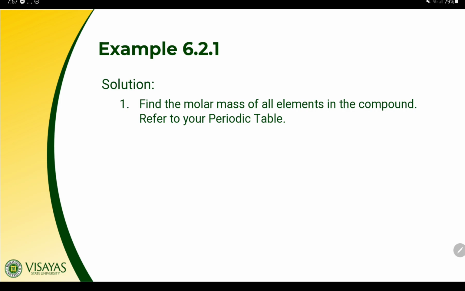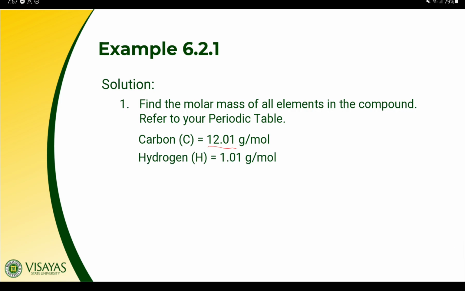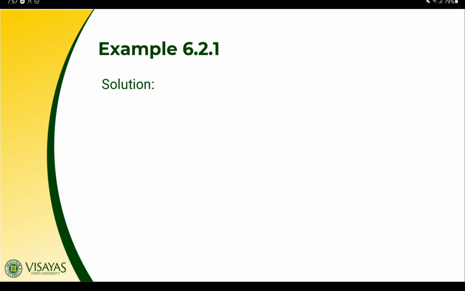First, we find the molar mass of all elements in that compound. So we have for carbon, you can look this value up in the periodic table of elements. Its molar mass is 12.01 grams per mole. For hydrogen, we have 1.01 grams per mole. And for oxygen, we have 16 grams per mole.